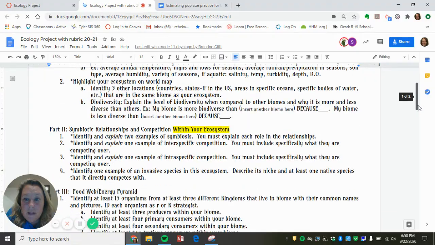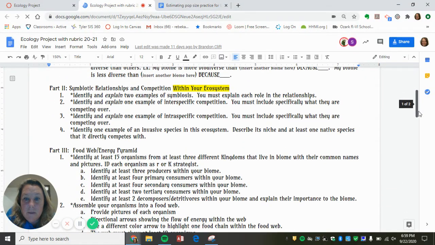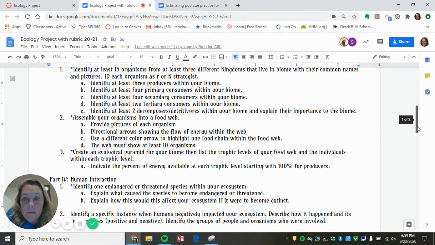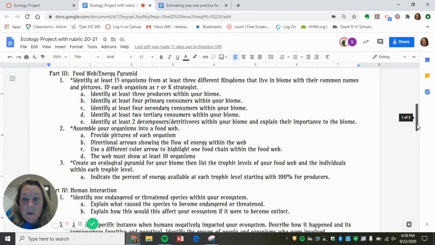Make sure you've completed that. We've already done part 2. Make sure you've completed that. And part 3. Part 3 is what we worked on today. So identify 15 organisms from 3 different kingdoms that live in the biome with their common names and pictures. So a common name is like a black bear, a smallmouth bass. It's just like what we would call them. And then their picture also, and then identify them as an RK strategist.